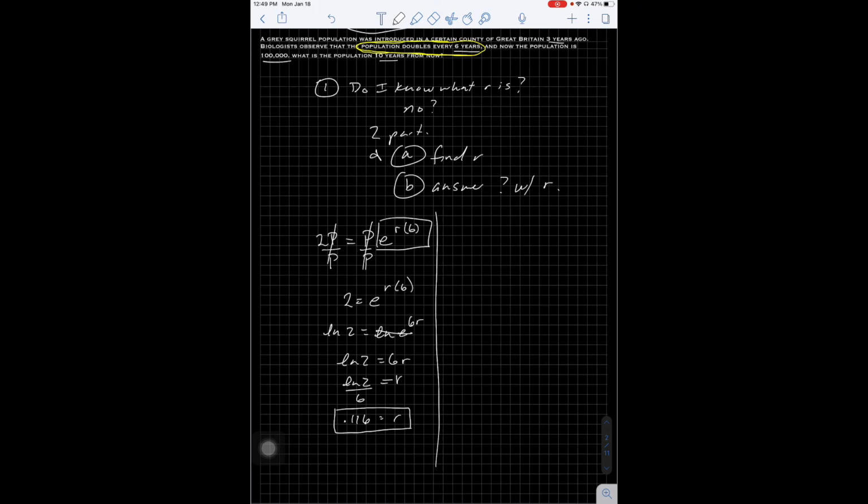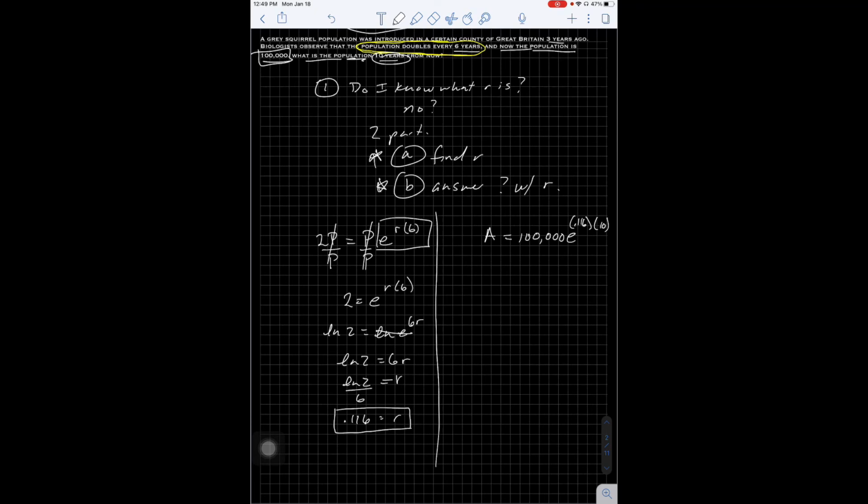Okay, so now that's R. Part B, answer the question. Okay, now the population is 100,000. So that's my value now. Okay, it's my initial value, if you will. My R is 0.116, but I have that whole decimal stored in my calculator. And I want to know what is the population 10 years from now? So 10 is a time, goes in here. And I want to know what's my final amount after 10 years.